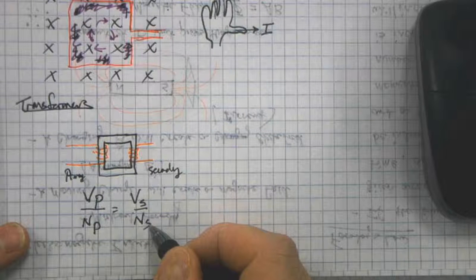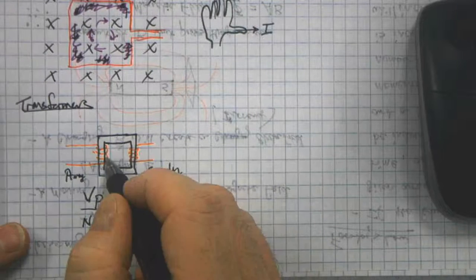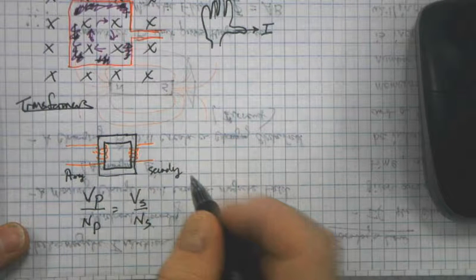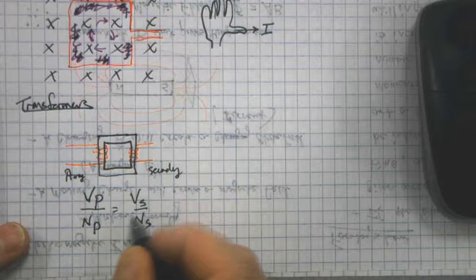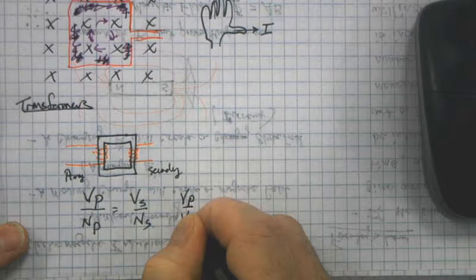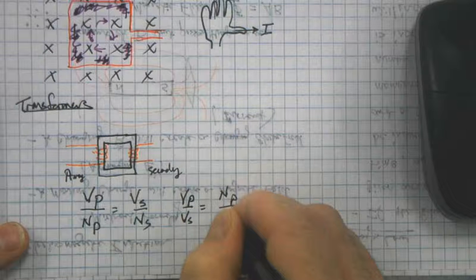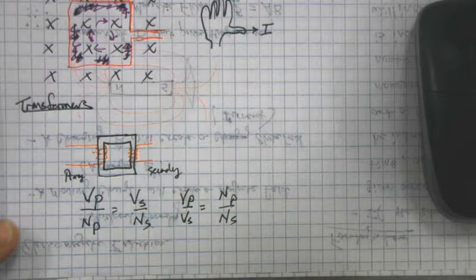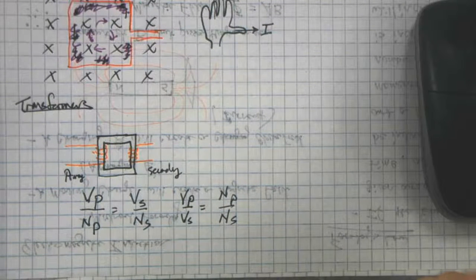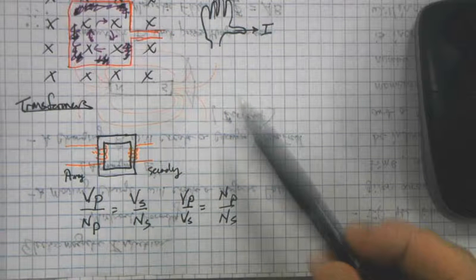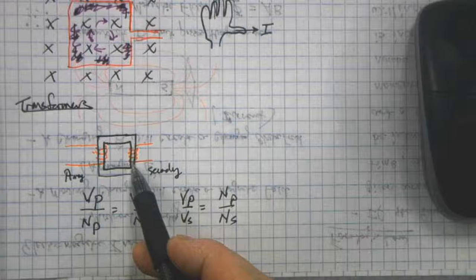So I actually happen to make the same number of turns. 1, 2, 3, 4 turns. 1, 2, 3, 4 turns. So I probably should have made a couple more. Okay, this can also be written as Vp over Vs equals Np over Ns. It's an equivalent proportion there. So if the primary coil has more turns than the secondary coil, the transformer will decrease the voltage, and vice versa.